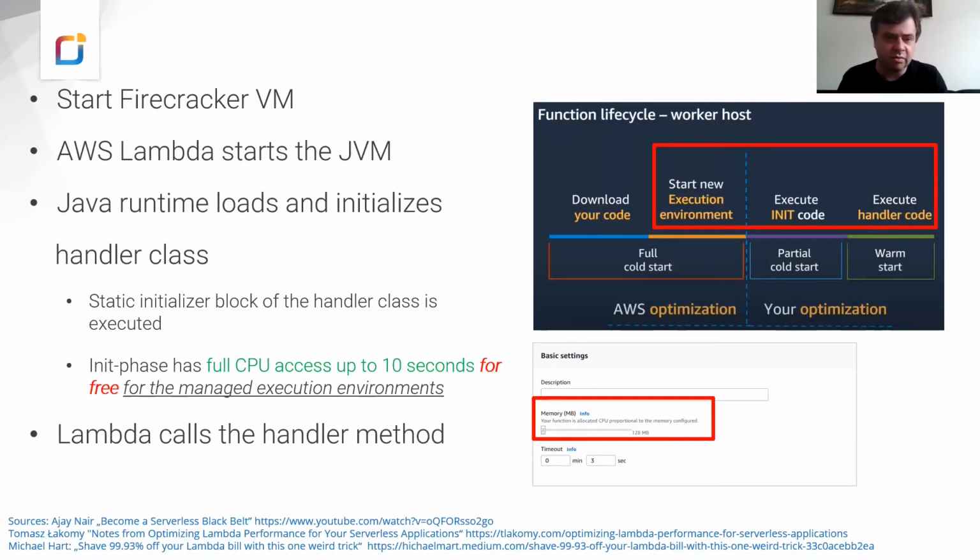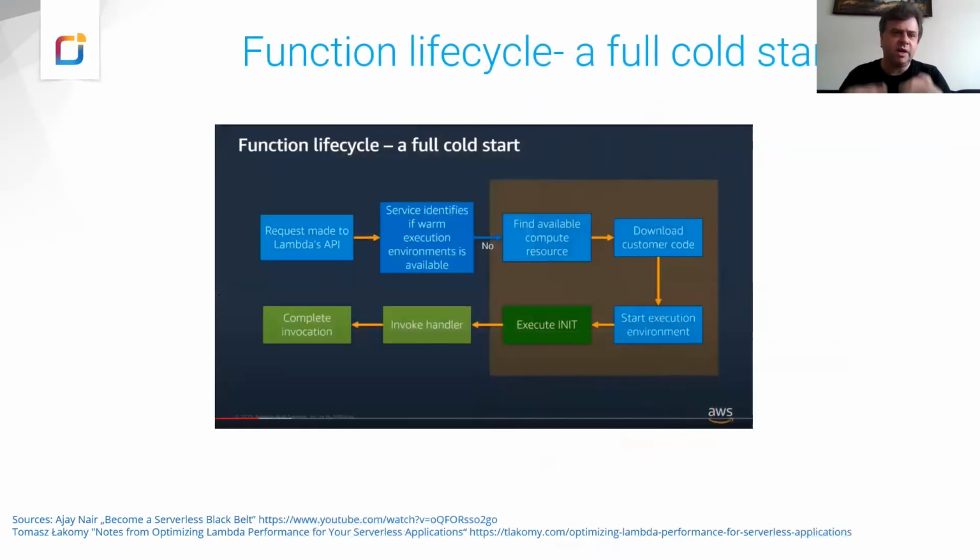That's a kind of limitation, but it's very important. If you give your function only half of the gigabyte of memory, you will only have a quarter of the CPU for the handler method, but for the static initializer block, you will receive the full CPU, so you can boost. That's the important message. And in the end, the handler method will be called. So this is, I would say, the full picture, the full life cycle of the cold start.